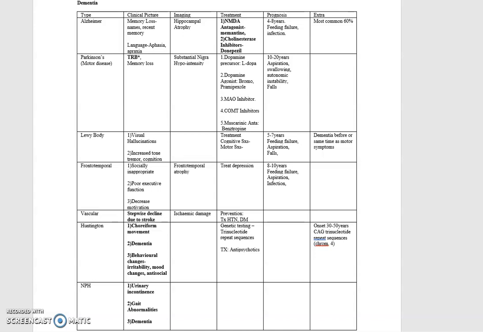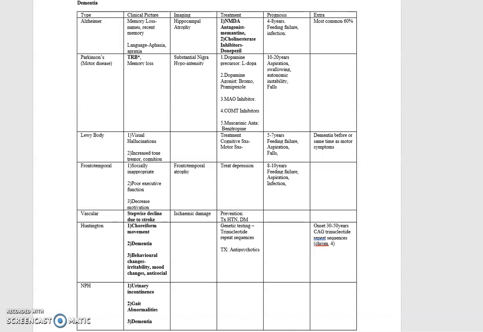So today we're covering dementia. Dementia is a very, very important topic. It's a condition that is very prevalent in the elderly population.